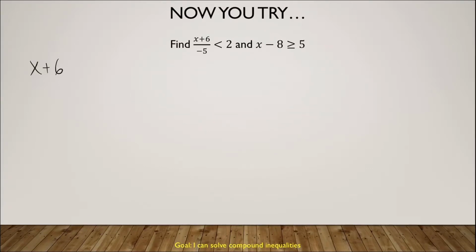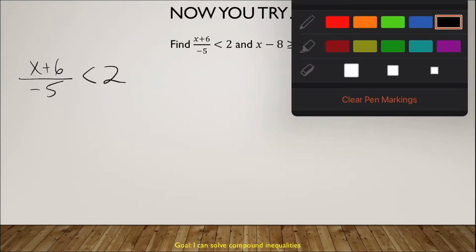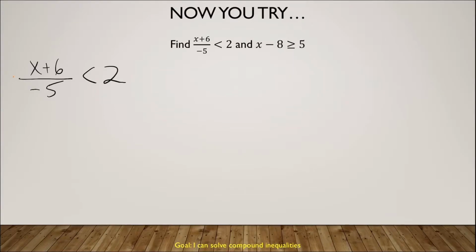Alright, so first we have to solve this inequality. The very first thing we're going to do is multiply by negative 5 on both sides. Those negative 5's cancel out. I get x plus 6. Since I'm multiplying by a negative, my inequality changes, and we get negative 10. Then we're going to subtract 6 from both sides, and we get x is greater than negative 16.